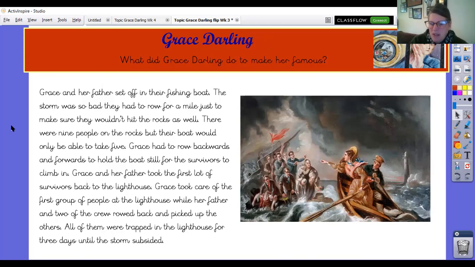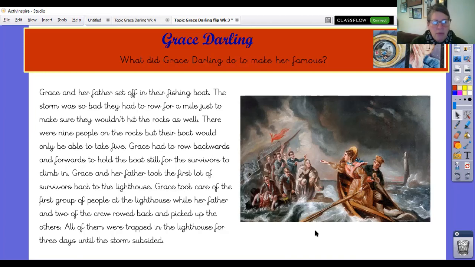So imagine that terrible, noisy storm in the dark. Now, Grace and her father set off in their fishing boat. Here they are on this painting. The storm was so bad, they had to row for a whole mile just to make sure that they weren't too close to the rocks themselves, because they don't want to get shipwrecked as well.